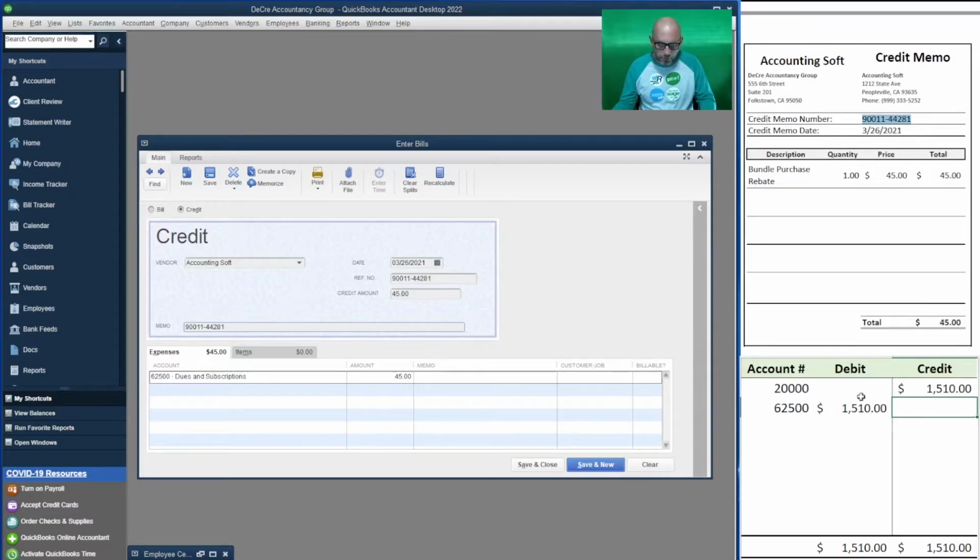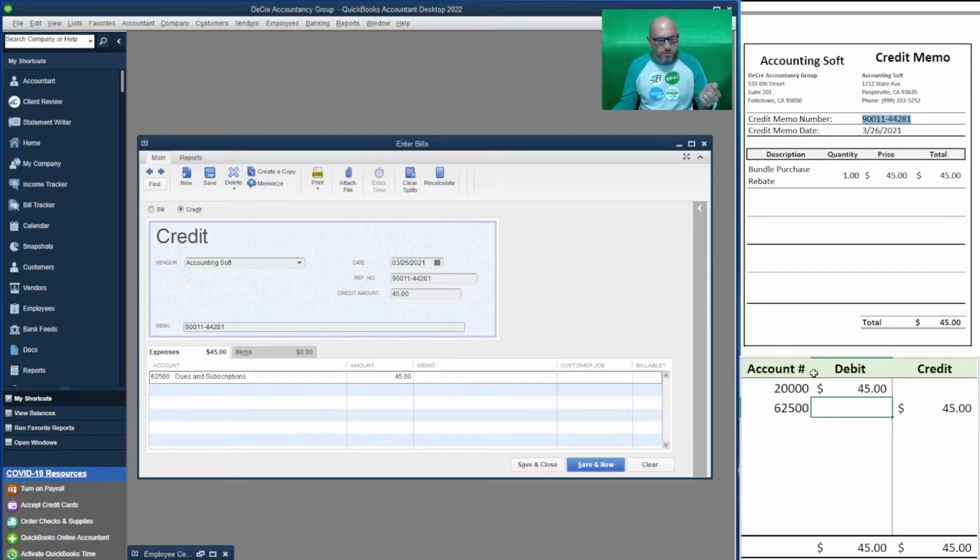So you see, this is from the previous one. Now it's going to reduce because, again, previously we booked expense. Now we have a refund. So it goes here, and then this goes here, right? Just like we showed, when we click that button, everything reverses. So this 45 is now a debit to 20,000. And this 45 is now a credit to 62,500. Why? Because credits reduce expenses, and that's what's happening. We reduced our expense from using subscriptions.